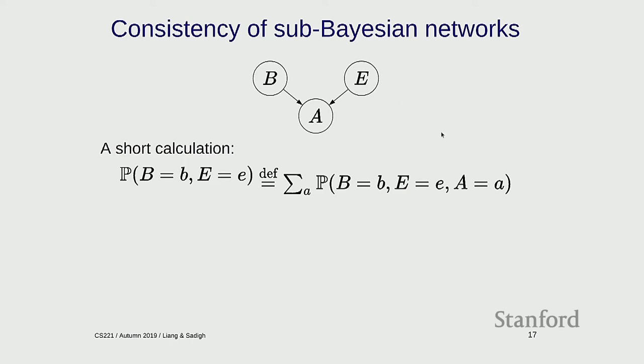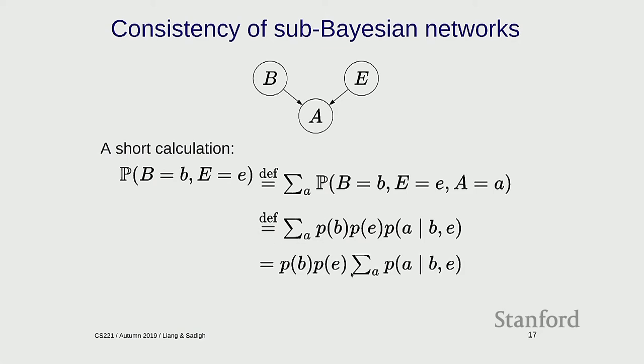So let's go through some algebra to find out. This is a sum over all A, and by definition, this is just the product of all the local conditional distributions, as we just discussed. And now I notice that P of B and P of E don't depend on A, which means I can pull this out and push the summation in. That's just algebraic manipulation. And then what is this value? This value is just 1 because of the previous slide. So I can just drop it, and now I have P of B times P of E. And lo and behold, what is this? If you had just gone and defined a miniature Bayesian network over B and E, this is exactly what you would have written down. So that's kind of cool.